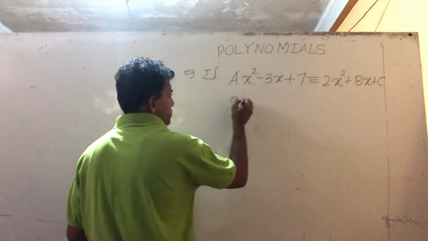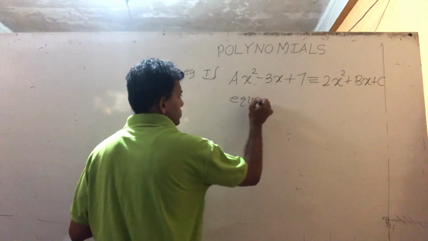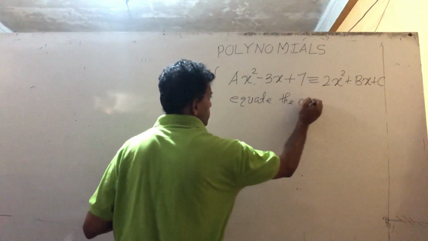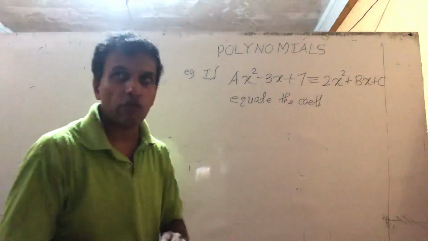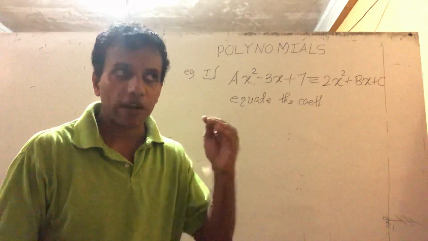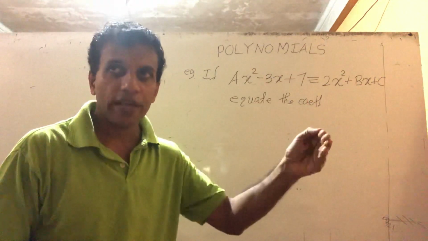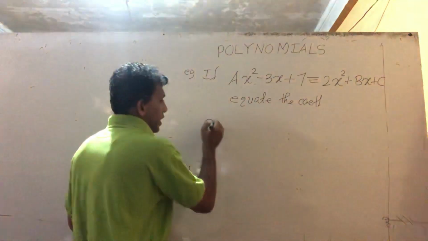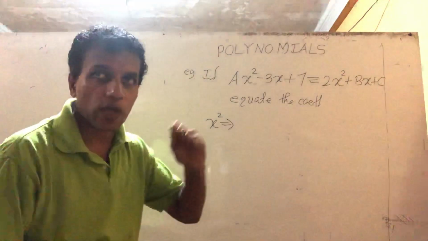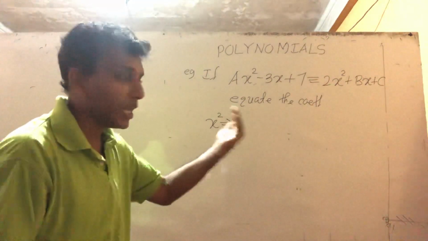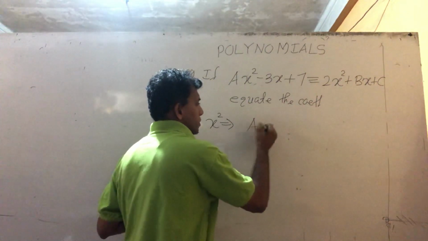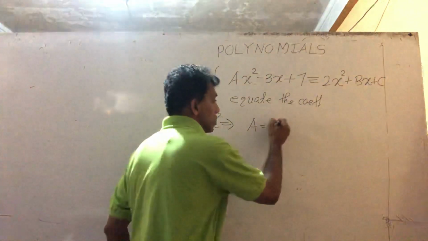Equate the coefficients both sides. Because they are identical, we can equate the coefficient in front of x square or power of x like that. So I show like this, x square coefficient. I equate the x square coefficient both sides. See LHS, left hand side here a. There are 2, so a equal 2, right?